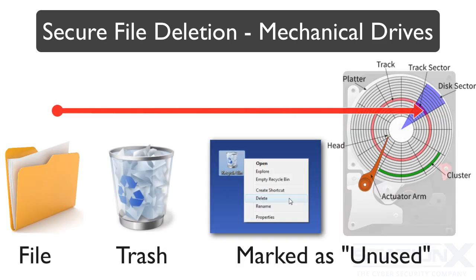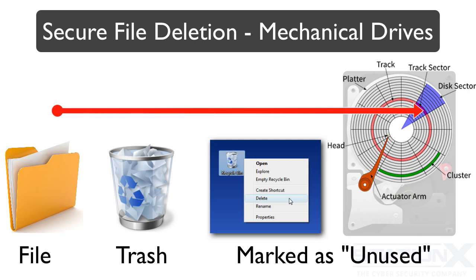When it comes to traditional mechanical drives, magnetic storage, those with the spinning disks like you can see here, you are probably already aware that when you delete a file using, for example, Windows, Mac OS X, Linux, and most other operating systems, the standard delete doesn't actually remove the file from the hard drive. Even if you delete it from the trash or the recycle bin, it still remains. In order to save time and resources, the operating systems simply mark the sector containing the data as unused.